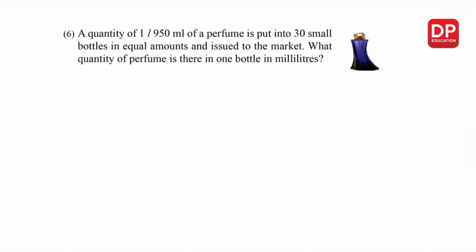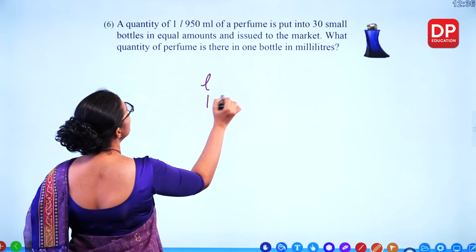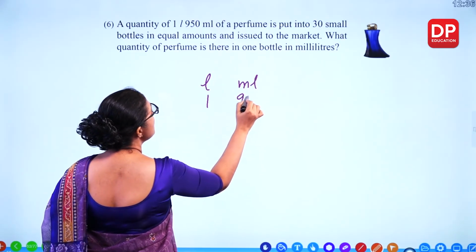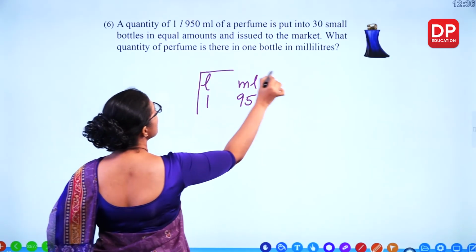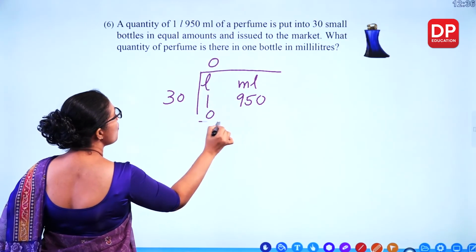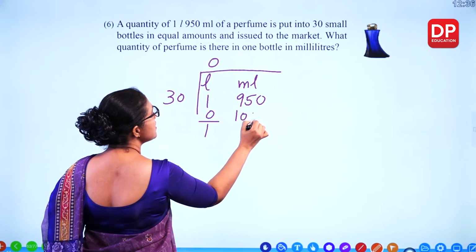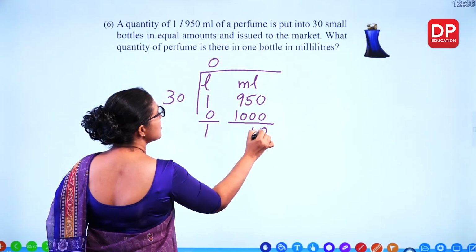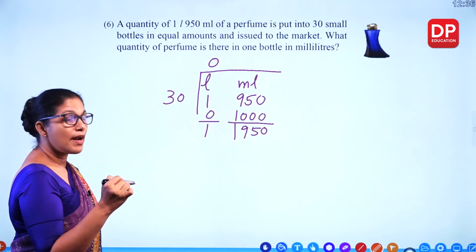Question number 6. A quantity of 1 liter 950 milliliters of perfume is put into 30 small bottles in equal amounts and issued to the market. What quantity of perfume is there in one bottle in milliliters? 1 liter and 950 milliliters. This divide by 30. Nothing there. So 1 liter remains, means when you add it here, that becomes 1,000. So the remaining part is 1,950.